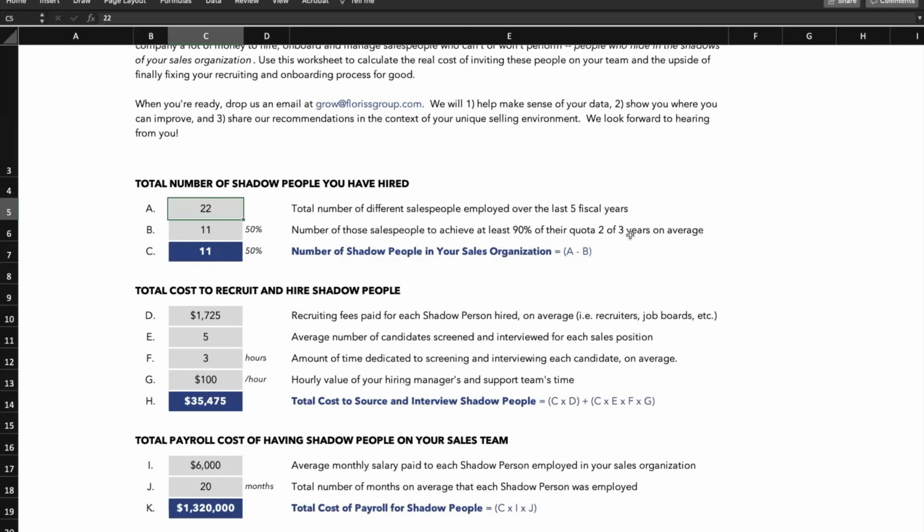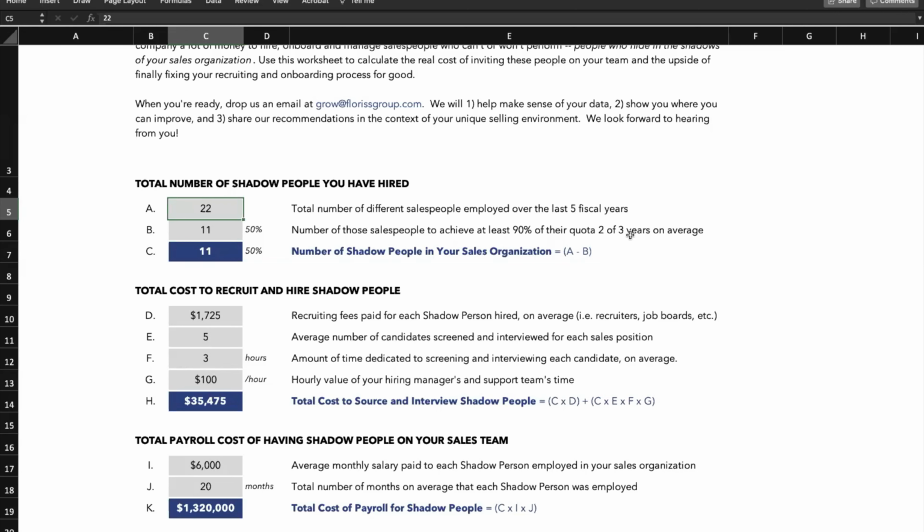Then we're looking at total payroll costs of having them on the team. In this case, the team members were earning about $72,000 a year as a base, not including commission. And these shadow people were working with us on average for about 20 months. So we want to look at how long those 11 folks worked with us, find the average and plug that in.